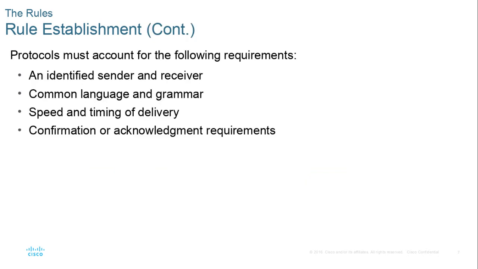So this is a rule for how we communicate with each other. We can be unclear, or we can use the rules and have clear communication. So we have to establish the sender and the receiver, the source and the destination. We have to agree upon a common language and grammar. We have to agree upon how we're going to send our words back and forth to each other, the speed and timing of delivery. And then we have to have some method of acknowledgement that we received the message.